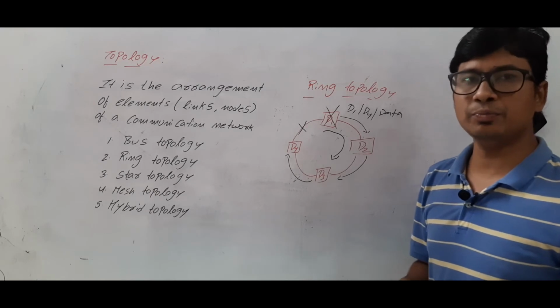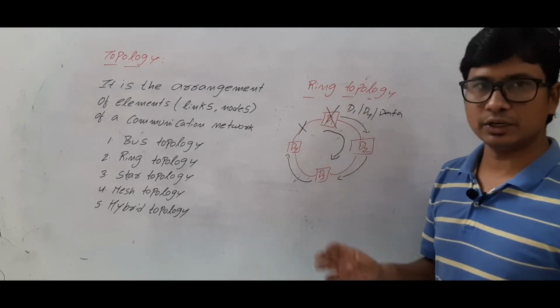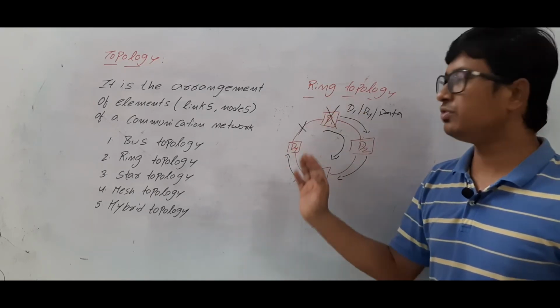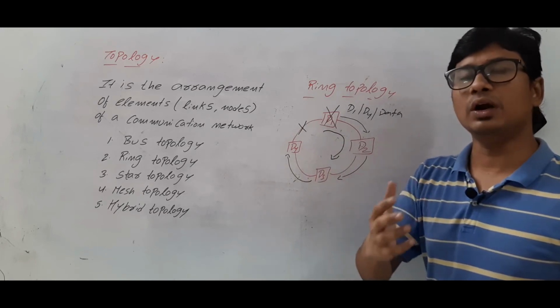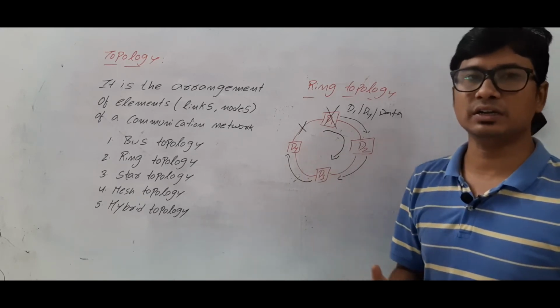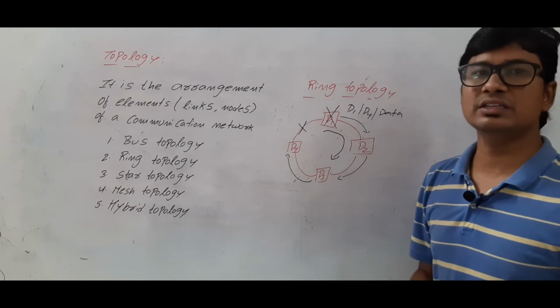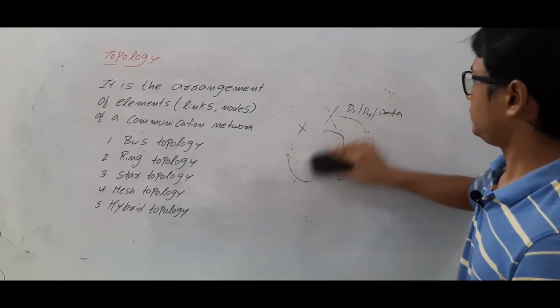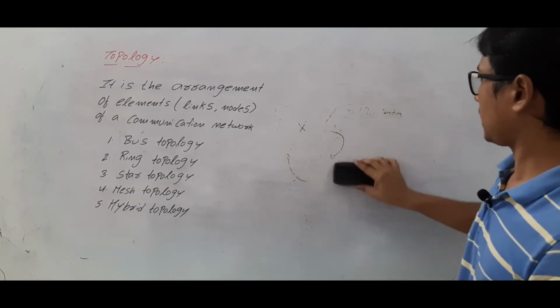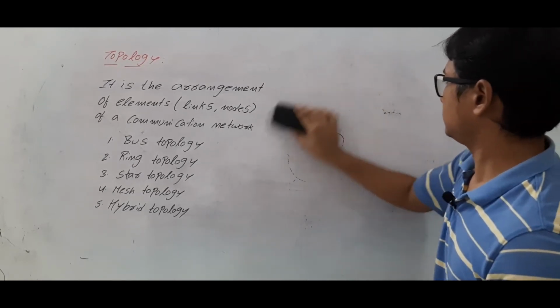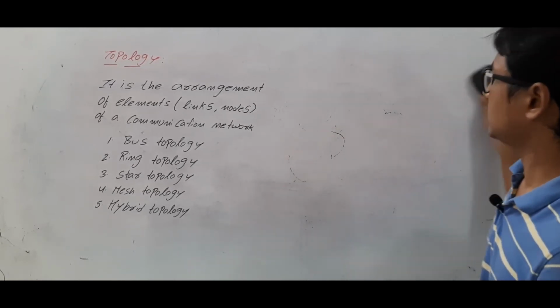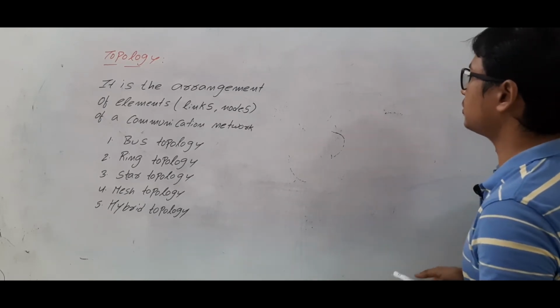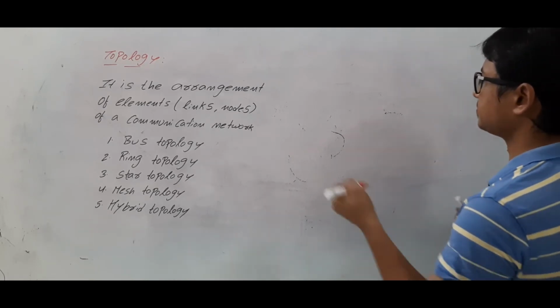Okay, so I hope you have understood about the ring topology, how the communication will happen in the ring topology, what the advantages are and what the disadvantages are. Now we will discuss the star topology. Now let me discuss the star topology.